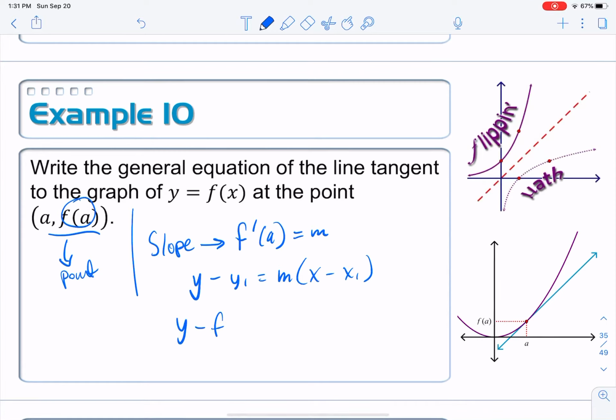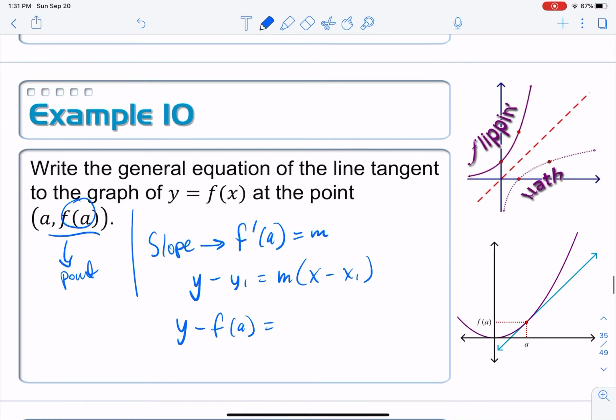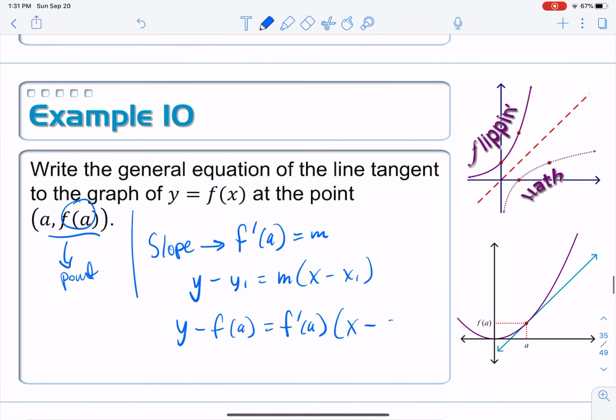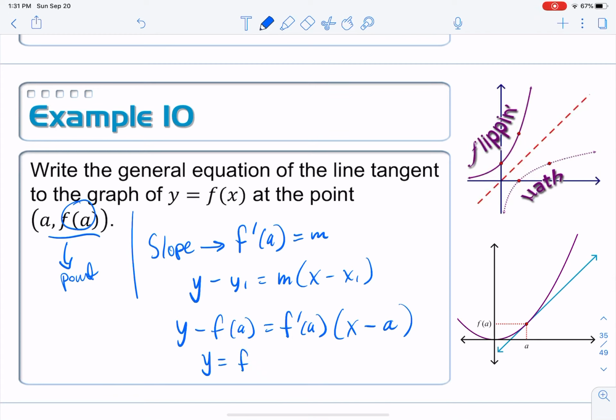y minus f of a is equal to our slope, which we just calculated here. It was tough. f prime of a times x minus, and then my x sub 1 is the a coordinate that we computed the slope at. All right, and you can leave your answer exactly like that. You might have to take this f of a and add it to the other side, in which case it would just look like this. f of a plus f prime of a times x minus a.